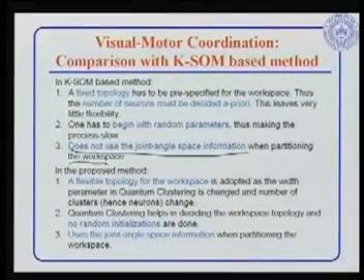But in today's class what we learnt is that a flexible topology of the workspace is adopted as the width parameter in quantum clustering is changed and the number of clusters changes. Quantum clustering helps in designing the workspace topology and no random initializations are done. It uses the joint angle space information when partitioning the workspace. Again, this is not exclusive to quantum clustering; this can also be done in the Kohonen SOM.